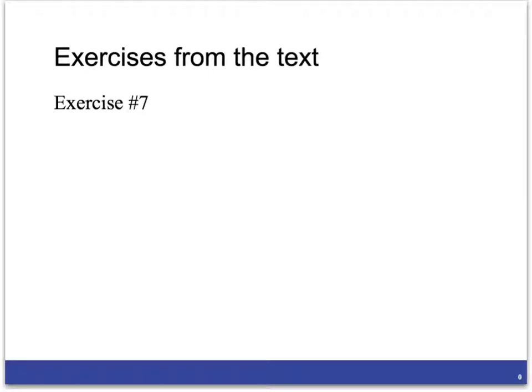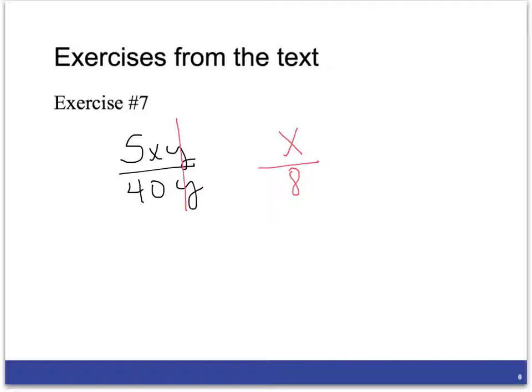Okay, the next one we're going to do is number 7. So we have 5xy over 40y. Well, we know that the y's can go away. The x is going to stay, but 5 goes into 40 how many times? 8 times. Very good. If 5 goes into 5, 1 time. So you really have x over 8.